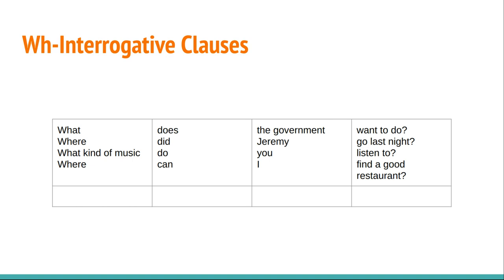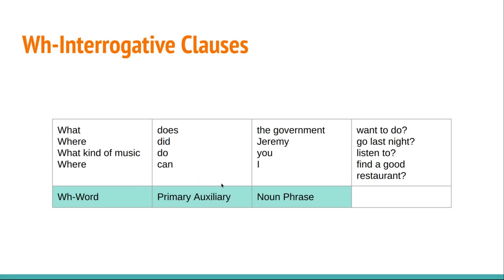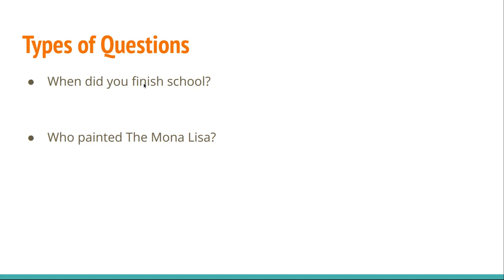What does the government, where did Jeremy, what kind of music do you, where can I? Okay, and after the noun phrase, we have other verbs: want, go, listen to, find. Okay, now this is a structure: a WH word, a primary auxiliary, and a noun phrase. So this takes us to the distinction of two different types of WH interrogatives. On the one hand, we have the WH element followed by the auxiliary, then the noun phrase and the verb. And in the second case, we have the WH element and then the verb phrase.